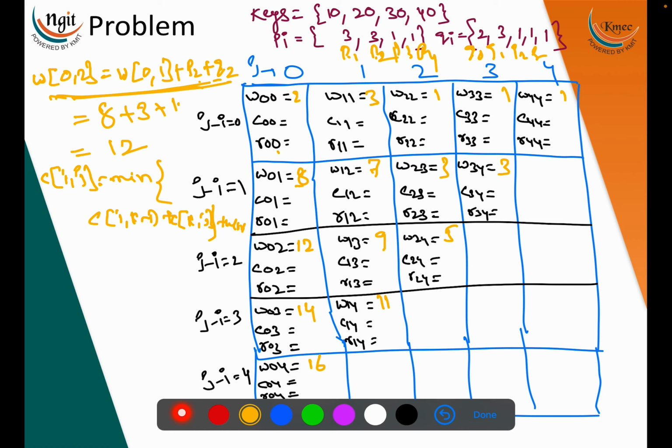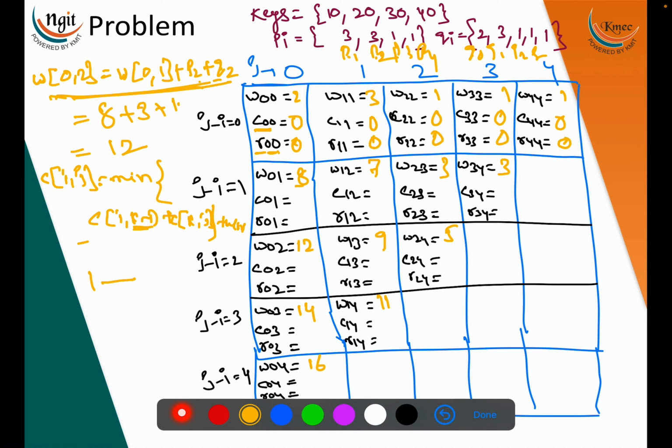C00 is 0 itself, because if you try to calculate C00, we don't know what the k value is, as k value starts from 1. Correct? So initially the cost is 0. These are the initial values. As k starts from 1, you cannot find the root here, because there is no possibility that k starts at 0. So these values are also 0.